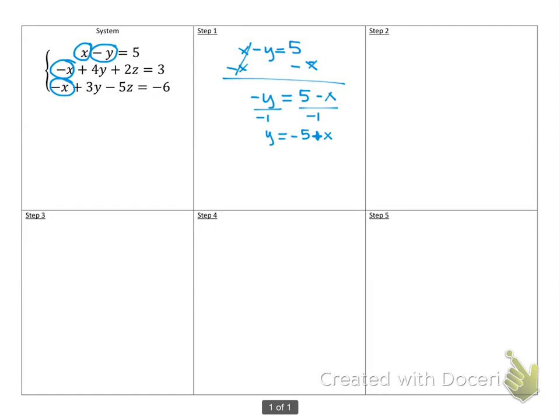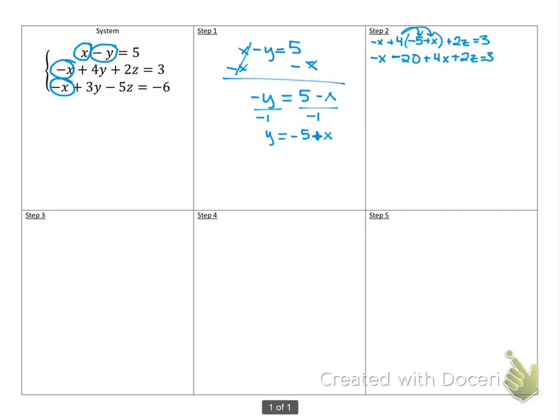Now, let's go to step 2. Substitute the expression for the chosen variable in the other two equations and simplify. So we used equation 1, that means that we have to plug it into equation 2. So we have negative x plus 4 times our y, which is negative 5 plus x, then plus 2z, and that'll give us 3. So we distribute: negative x minus 20 plus 4x plus 2z equals 3.